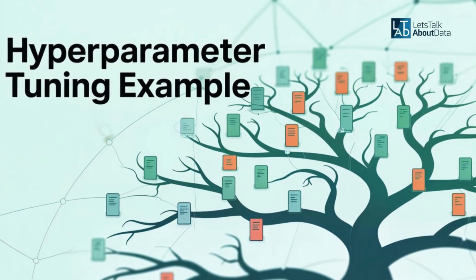Grid search exhaustively searches through a specified set of hyperparameters. Random search samples hyperparameters randomly and can be more efficient. Bayesian optimization, a probabilistic model-based method for finding optimal hyperparameters.